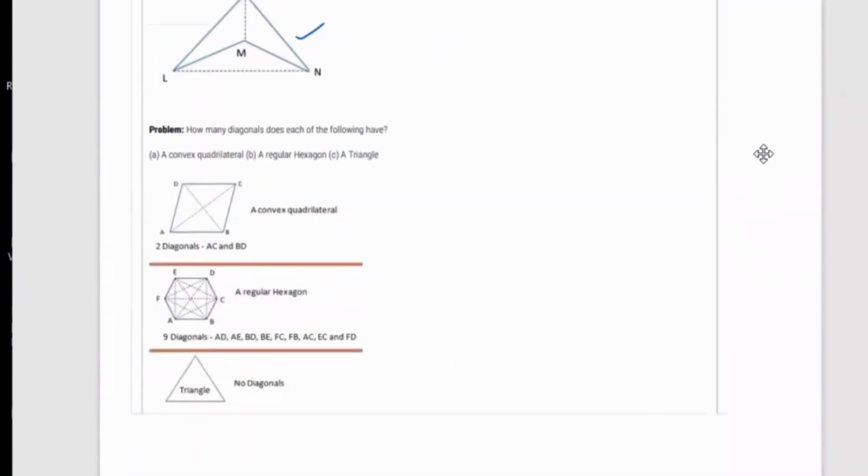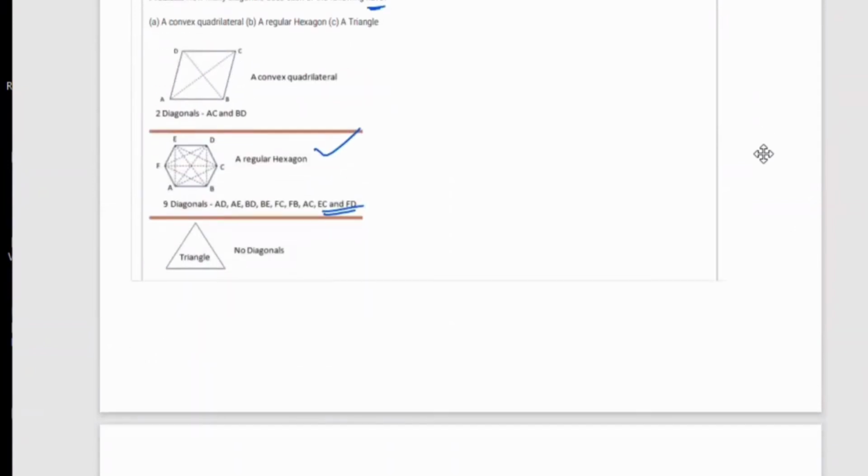Now, how many diagonals does each of the following have? This is very important. How many diagonals can be drawn? If it is just a quadrilateral, you can easily find two diagonals using this diagram. Very easy. Two diagonals. If it is a regular hexagon, 9 diagonals. It is very difficult to count now, so we have one formula to remember. In case of a triangle, no diagonals.